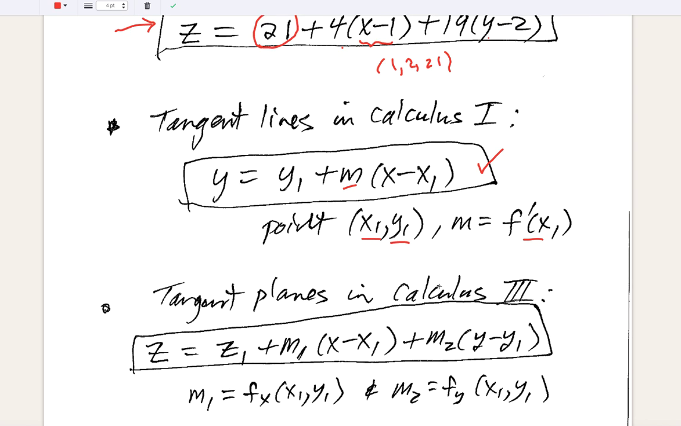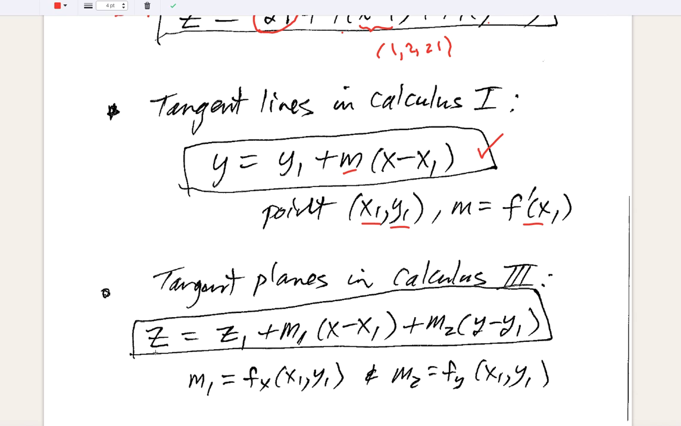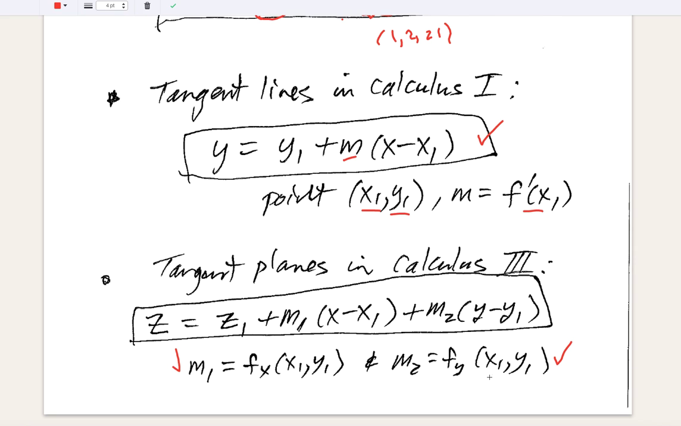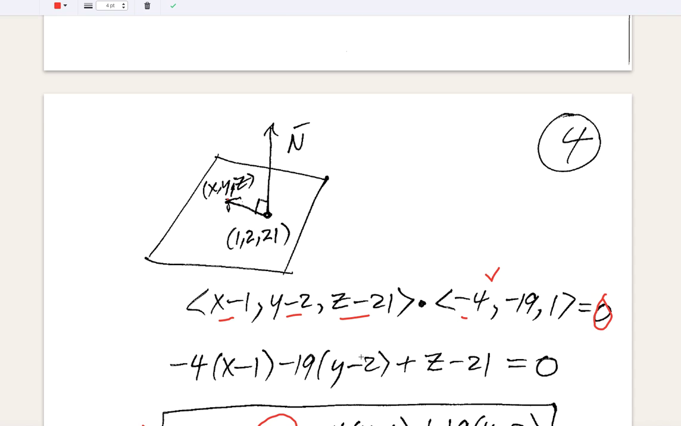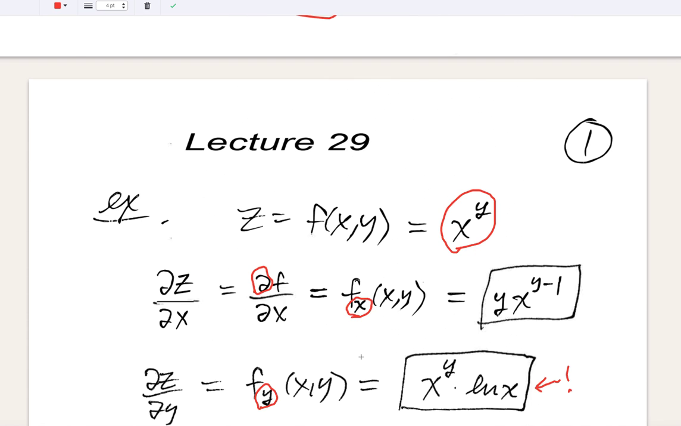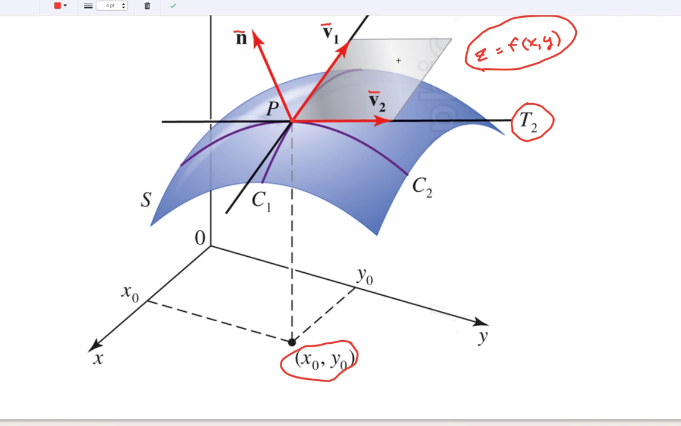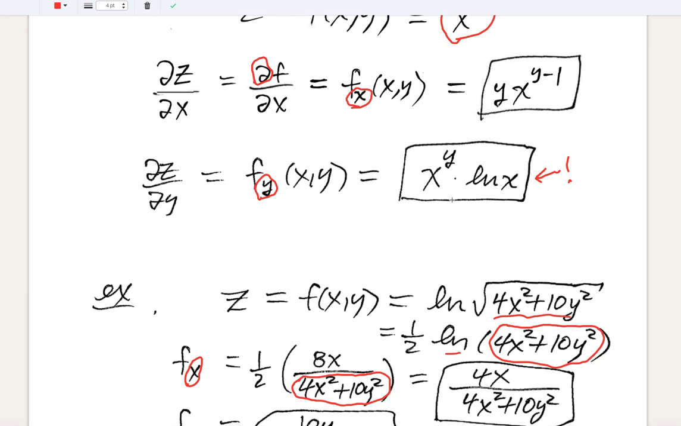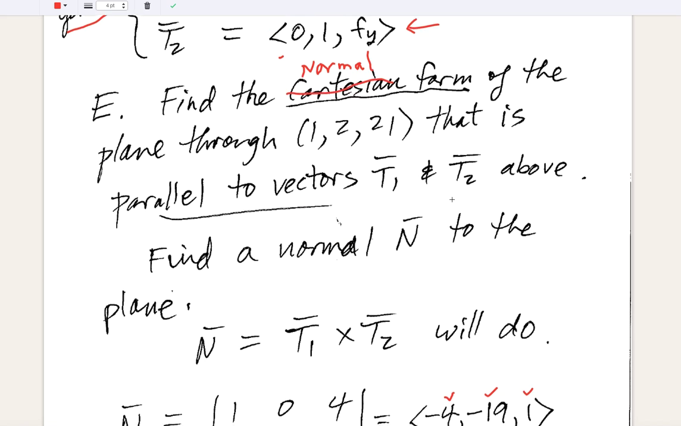How about tangent planes in Calculus 2? It's going to be z equals z1 plus m1 times (x minus x1) plus m2, a different slope, times (y minus y1). What are these different slopes? The slopes here are going to be those partial derivatives with respect to x and y, respectively, evaluated at the point (x1, y1). I should have said x naught, y naught, but I'm finding the equation of that tangent plane.